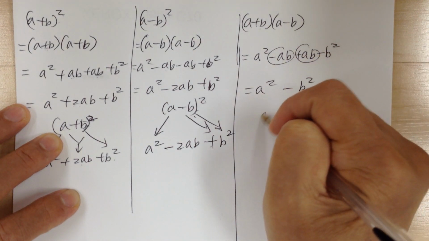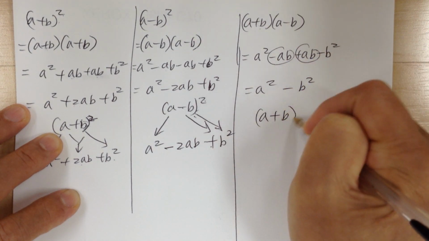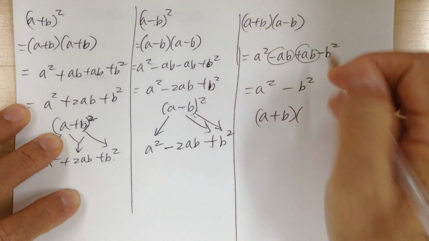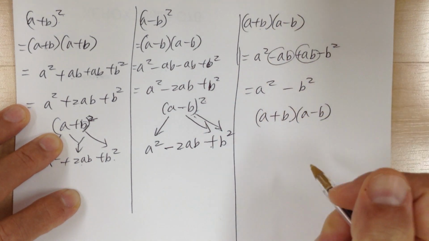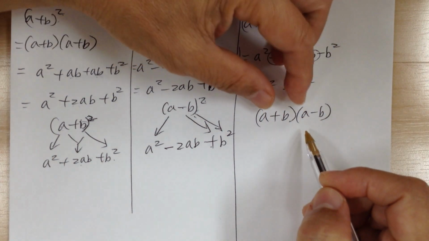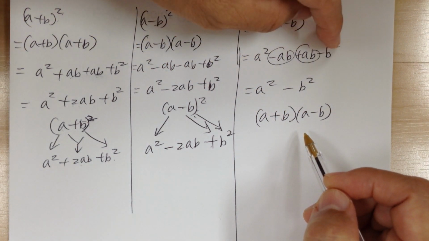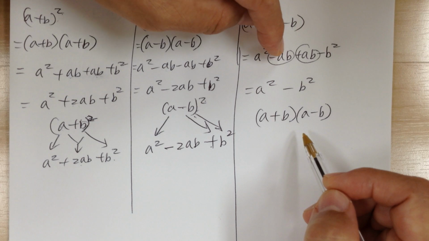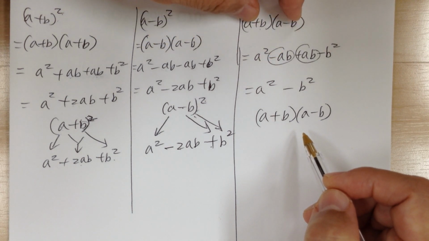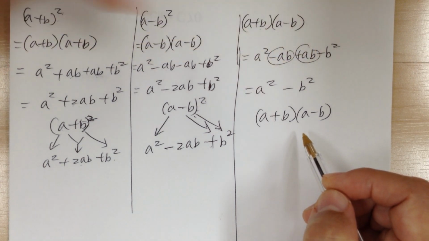And so for this one, this is called the conjugate. So when you multiply the conjugate, the middle is going to get all canceled out. So all you have to do is multiply the first and the last. Okay, it's the first and the last. The outer term and inner term will always cancel out.